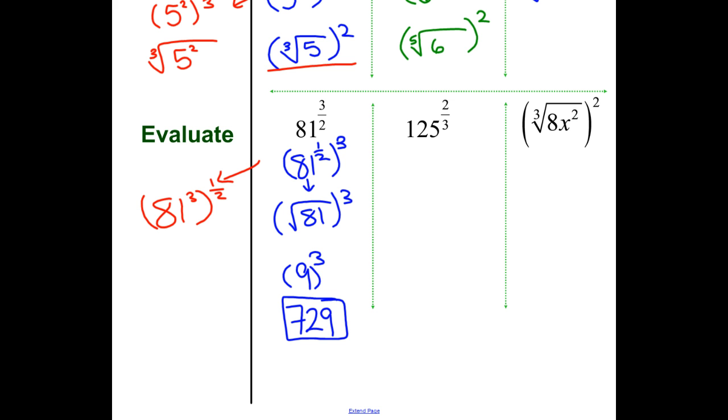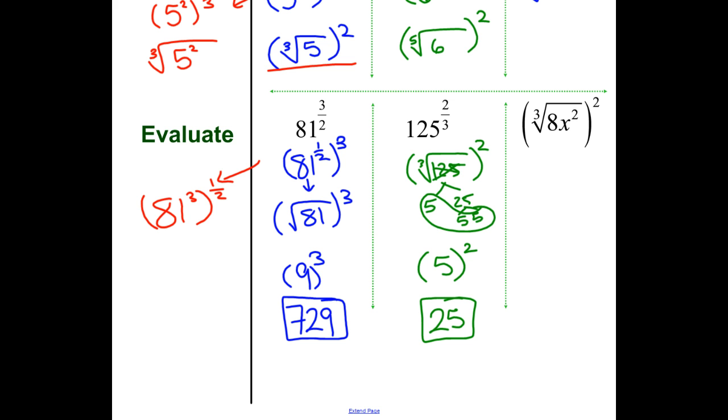All right, let's do another one. Again, I don't want to do 125 squared, so I'm going to do the cube root of 125, squared. Well, what three numbers multiplied together get you 125? Well, let's figure that out. 5 times 25, 5 times 5. So oh, it's a perfect cube, so really this becomes 5 squared, which means 5 times 5, which easy peasy is 25.